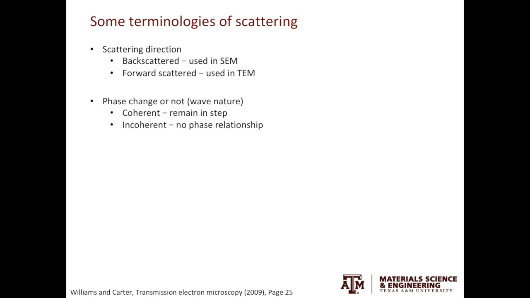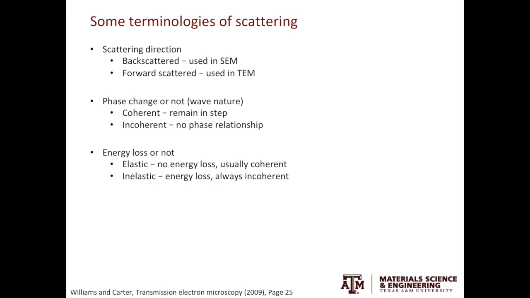Looking at whether there is a phase change or not, this is really concerning the wave nature of the electron beam. We have the coherently scattered electrons which remain in step, as well as the incoherently scattered electrons which have no phase relationship with the incident beam or the transmitted beam.